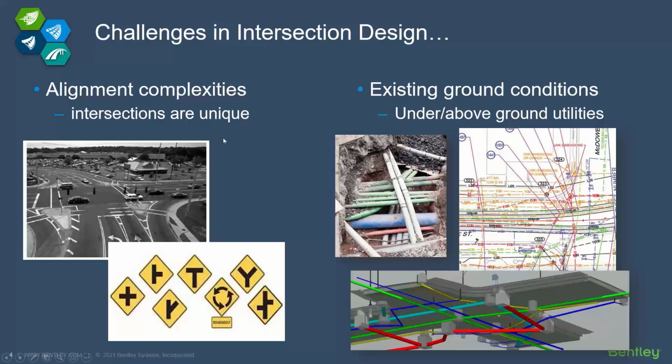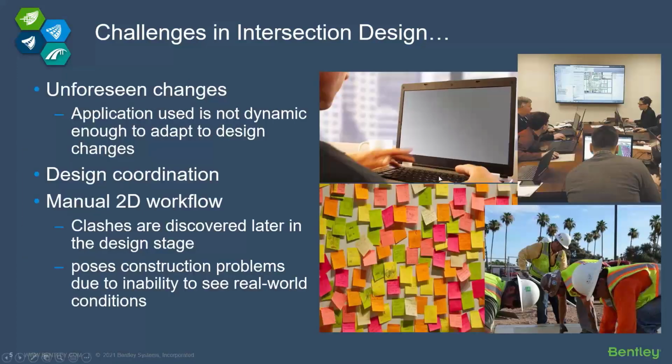So that's why sometimes or most of the time, depending on the type of intersection you're designing, there could be a really big complexity in terms of how you model it. And not to mention, of course, the existing ground condition from where you're creating those intersections, especially if the area is brownfield. Meaning there are some existing under or above ground utilities that you have to consider, and of course, the unforeseen changes that we face every time we are in such a project.